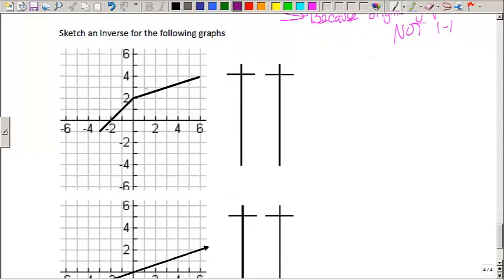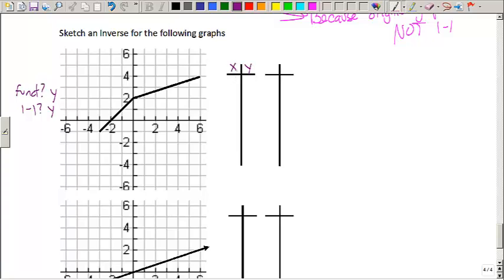On this next graph, we have a piecewise graph. Is this graph a function? Well, yes, it is a function because it passes the vertical line test. Is this function 1 to 1? Well, yes, it is because it passes the horizontal line test. So because it's a function and is 1 to 1, I can find its inverse and graph the inverse. Now, I'm not going to find the function. All I'm going to do is graph the inverse.